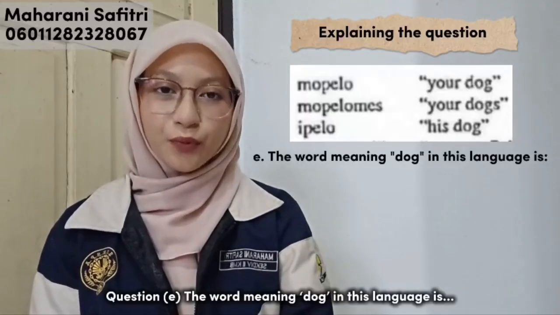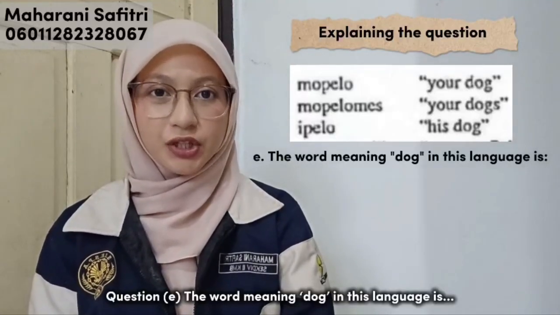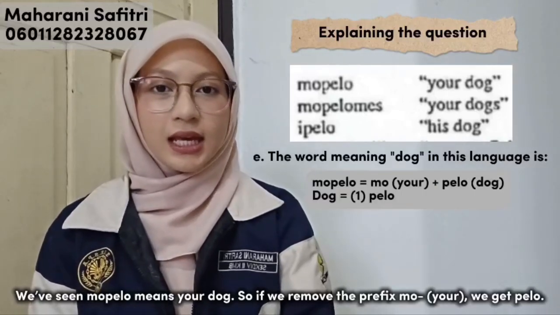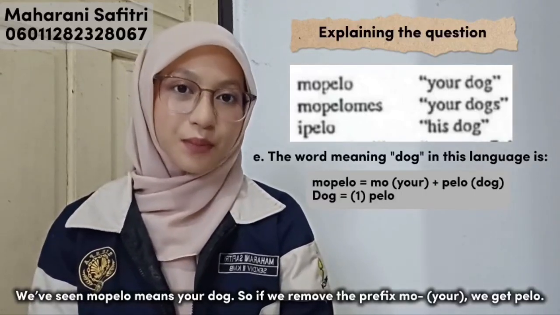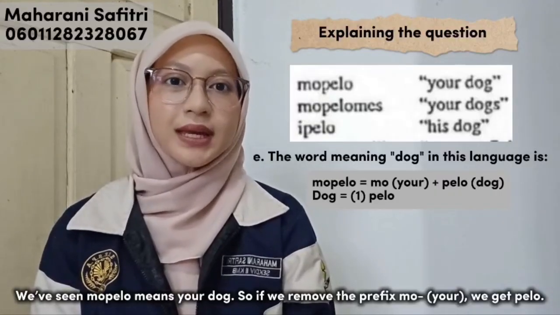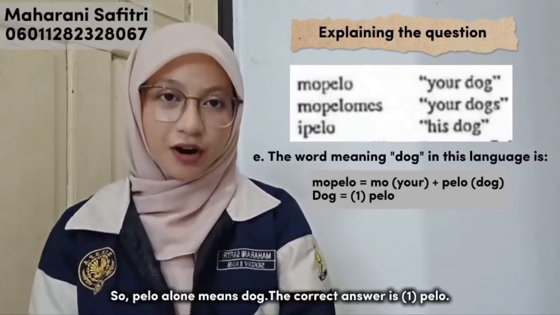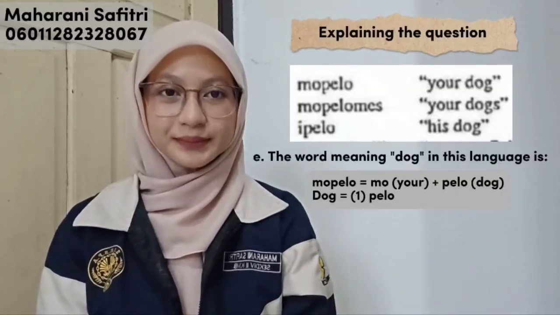Question E. The word meaning dog in this language is, we've seen mopelo means your dog. So if we remove the prefix mo, meaning your, we get pelo. So pelo alone means dog. The correct answer is pelo.